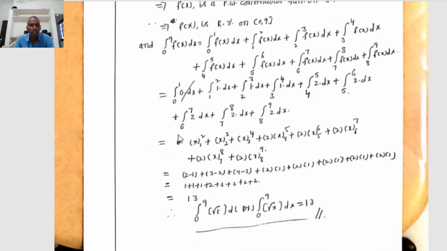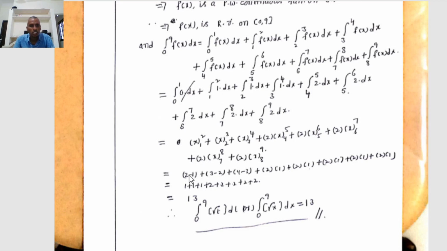Therefore, on the interval 0 to 1, f of x equals 0, and on the open subintervals 1 to 2, 2 to 3, 3 to 4, 4 to 5, 5 to 6 it takes the other values. Therefore, we substitute all the values. Integration from 0 to 1 of 0 dx is automatically 0.